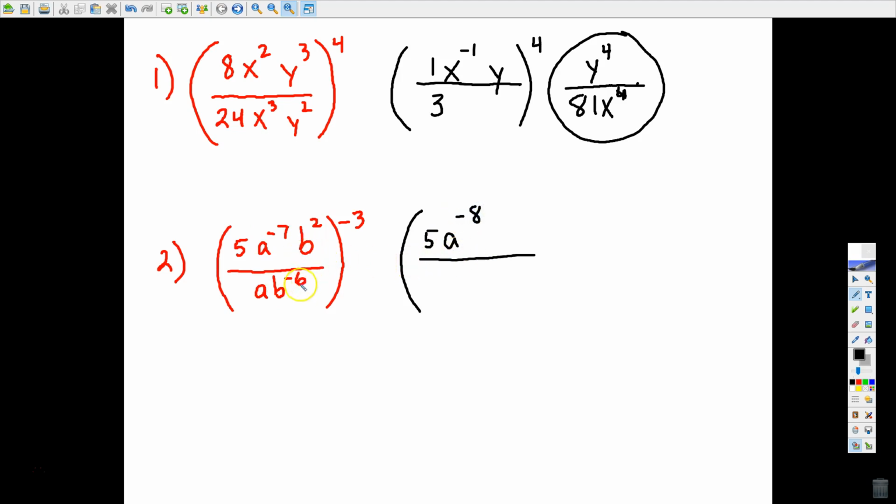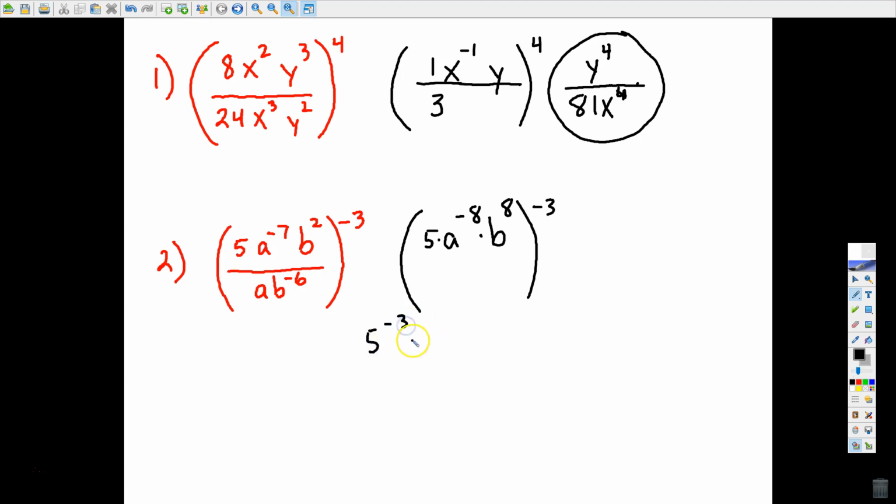And then when I do the b's, I'm going to do b to the 2nd minus b to the negative 6th. And 2 minus negative 6 is the same thing as saying b to the 8th. 2 minus negative 6 is really adding. So that's b to the 8th. All right, and now we're ready to simplify. I'm going to raise all of this to the negative 3rd power. Okay, so all of these factors get raised to the negative 3rd.